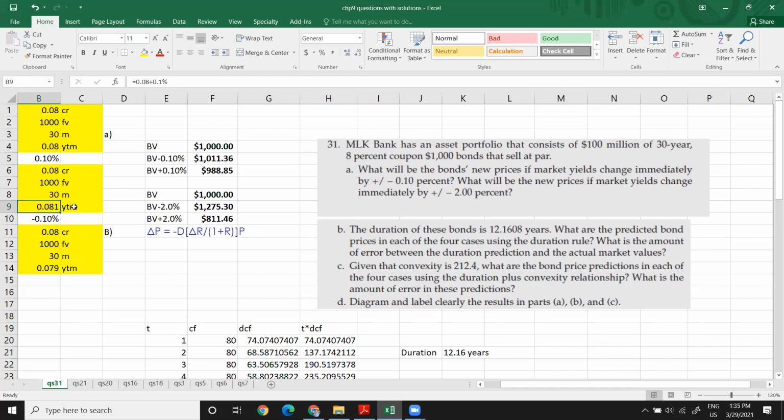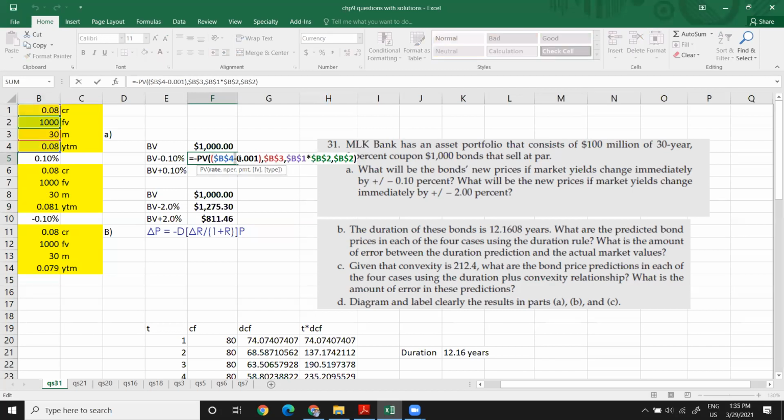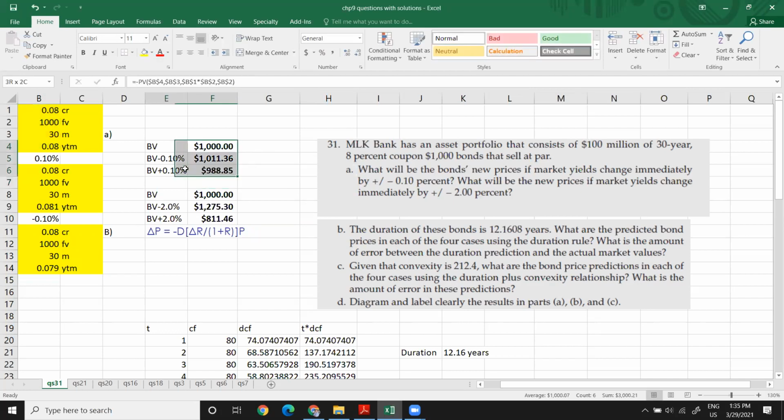So in my estimation, this is the bond value if it goes down. In the formula, as you can see, I'm reducing the rate, and here I'm increasing it, and this is the value that I have. Following this question, what will be the new price if the market yield changes immediately by plus or minus 2%? Now, not 0.10%, but 2%. The same formula: add 2% here, which will be 10%, and subtract 2% from here, which will be 6%. Then definitely the bond value will change. Here we go. This is part A.